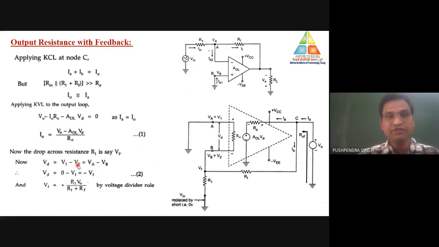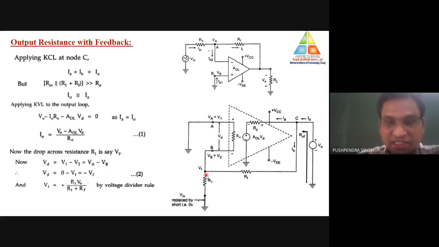And what is V2? V2 is nothing but VB. But VB is connected to VF, this feedback terminal. This VB is nothing but VF. So we need to calculate the value of this VF. When we substitute the value of this, what is the value of VF?